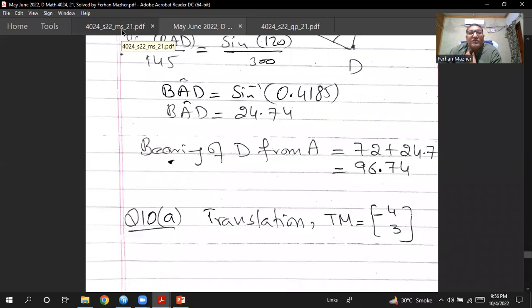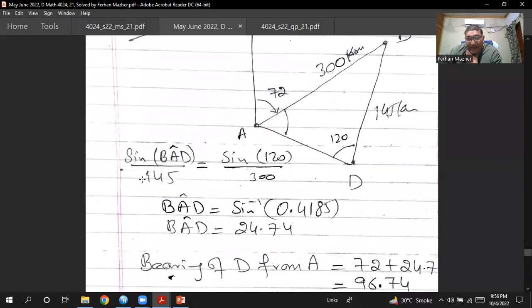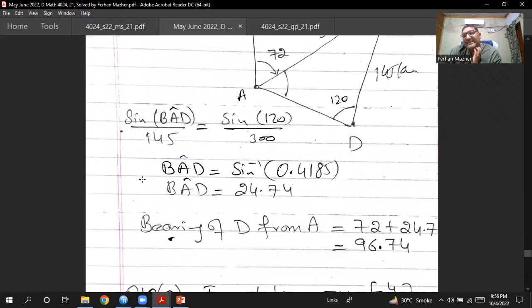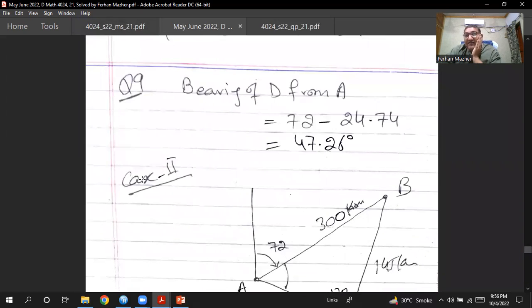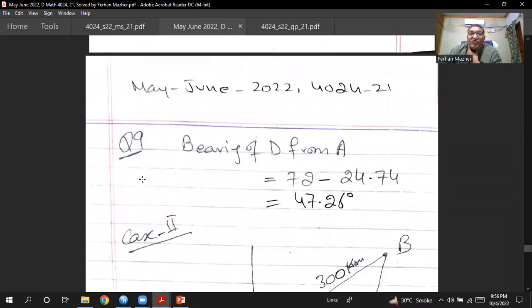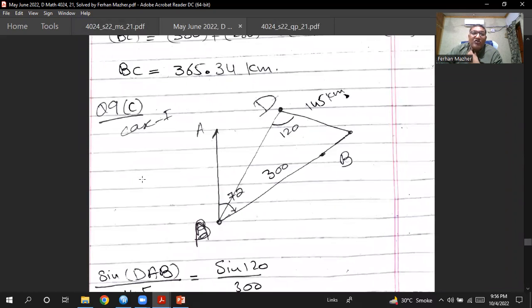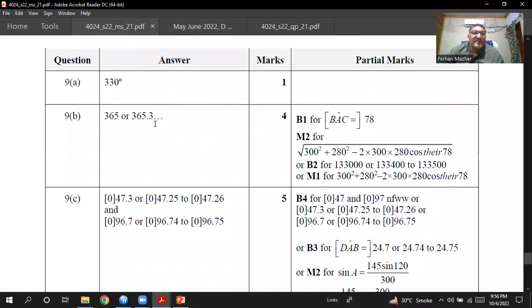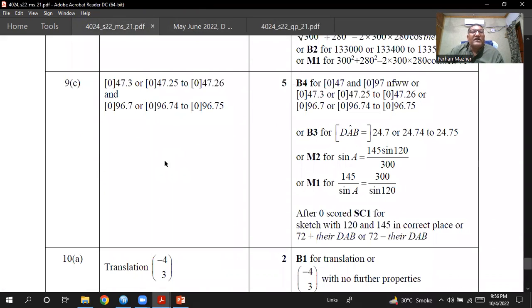So these are the two possible values. One value of the bearing of the D from the A is 96.74. The other one is 47.26. And these are the two possible diagrams from the given data. Hopefully you understand this question. One is 47 point something, and the other one is 96 point something. So our answers are right.